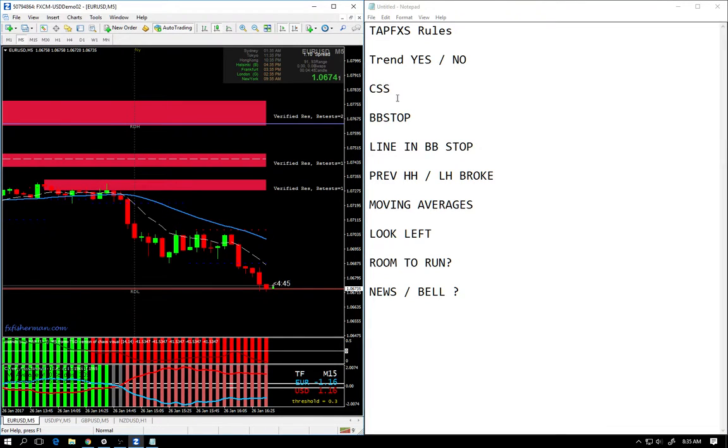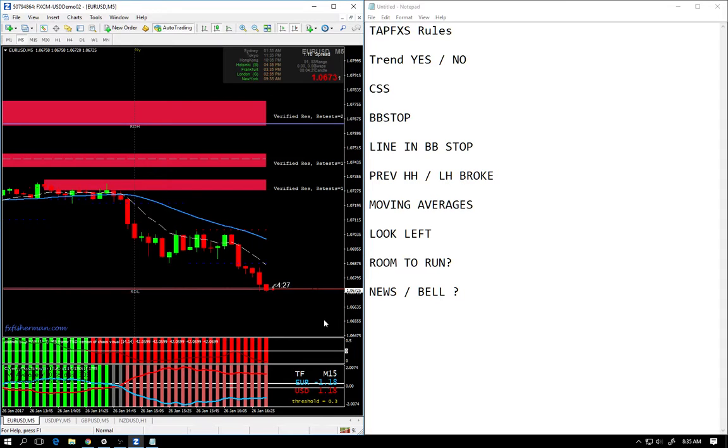Alright, next thing, we're going to start with CSS. What CSS is down here, this bottom line. Since this is Euro USD, if Euro is on the bottom, it's weaker. USD is on the top, it's stronger. So USD stronger means it's going to be moving downwards.